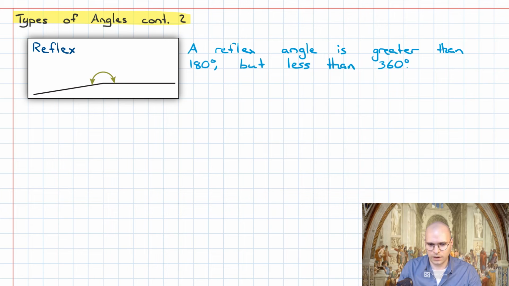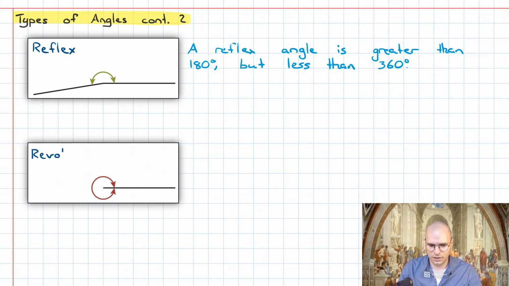Over here we have what's called a reflex angle. A reflex angle is greater than 180 degrees but less than 360 degrees. And over here we have what's called a revolution. A revolution is exactly 360 degrees.